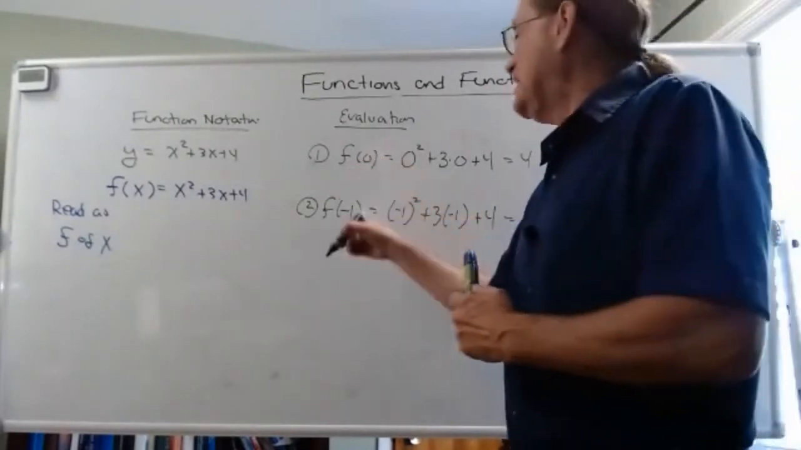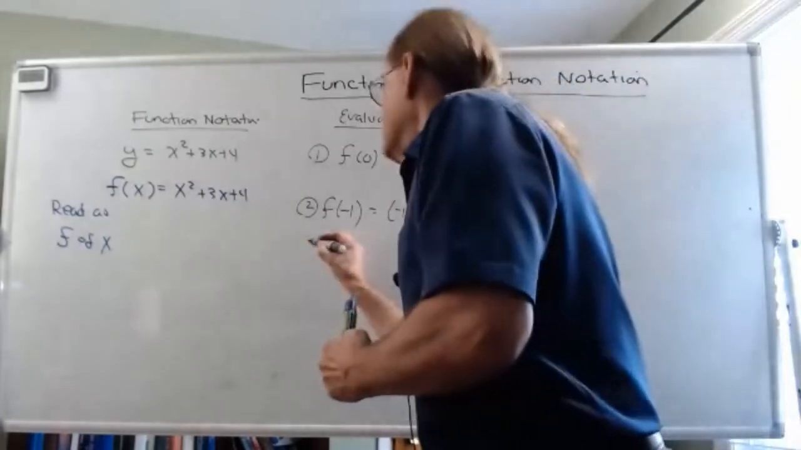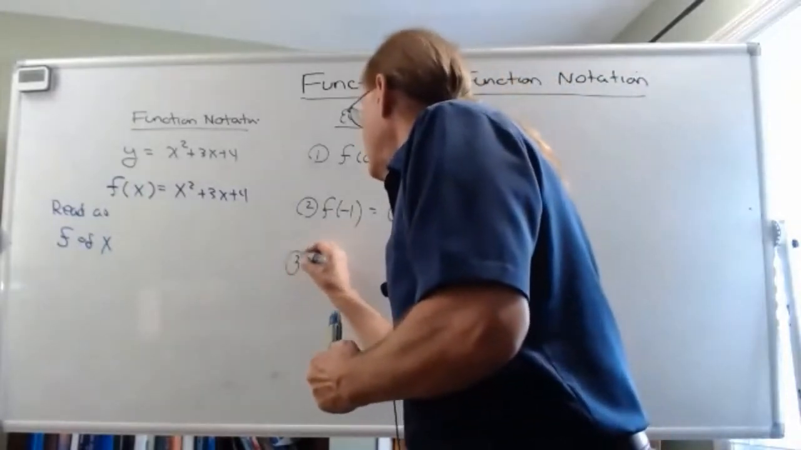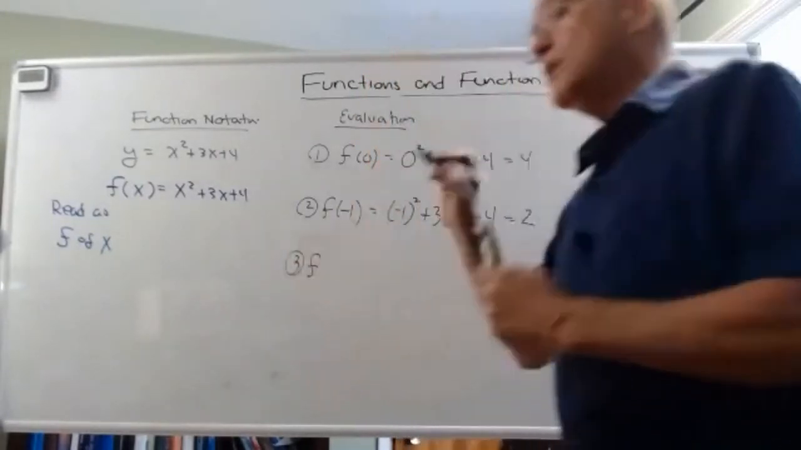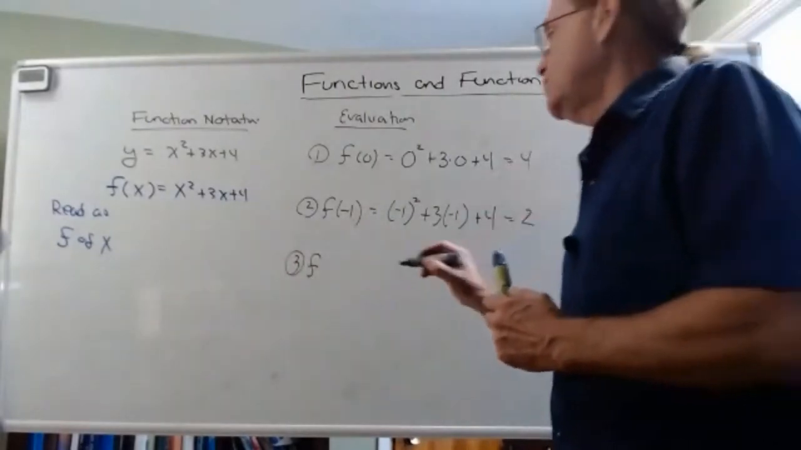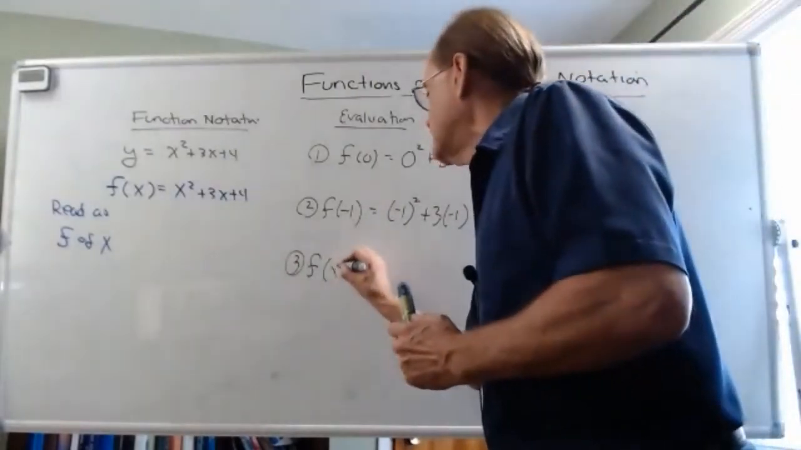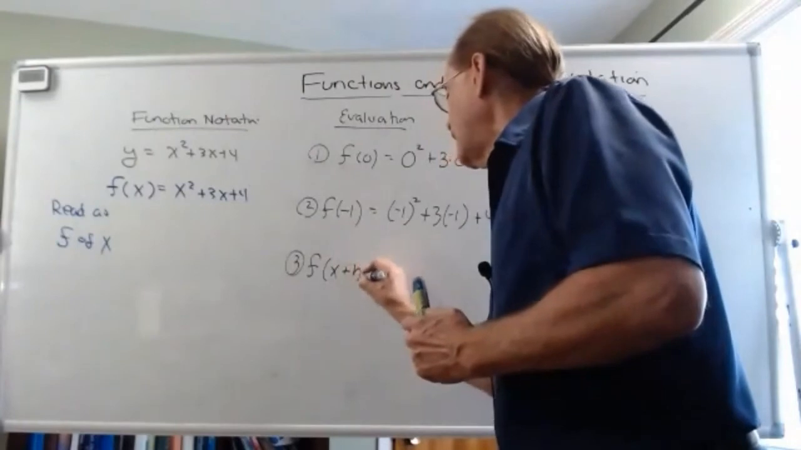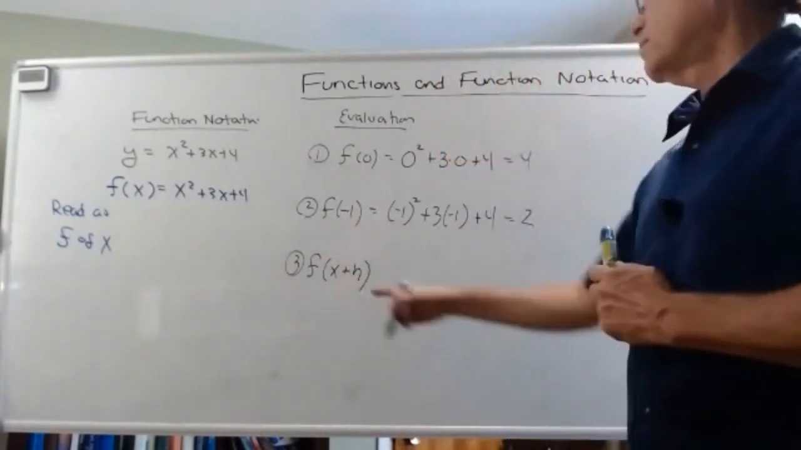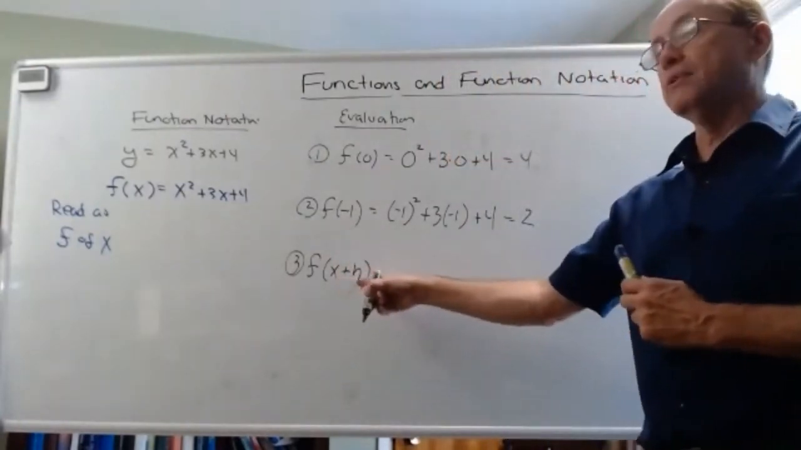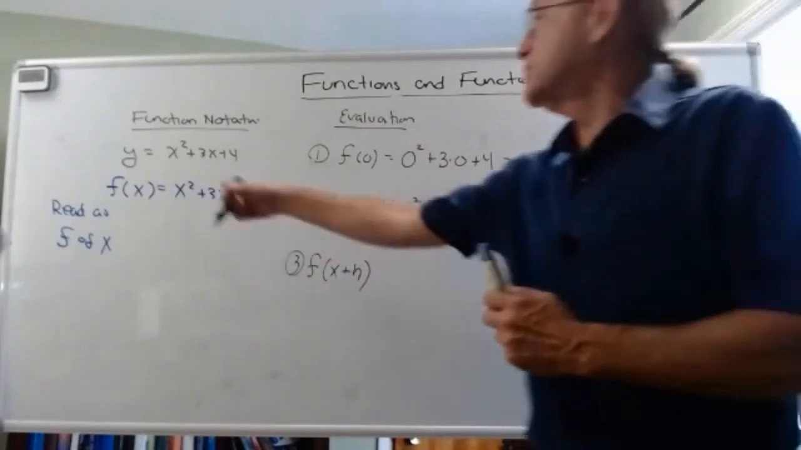So I can put anything into my input. For example, let's try this one. This is the one that we're going to need in calculus, so we start getting used to this: f of x plus h. Now we're putting a sum into my input. What does that look like when I substitute it over here?